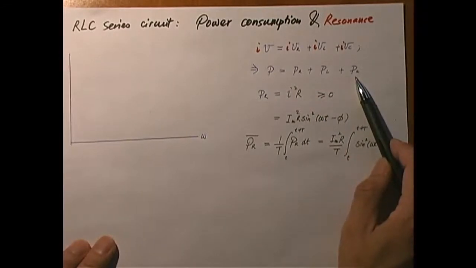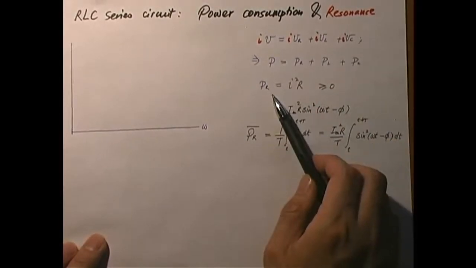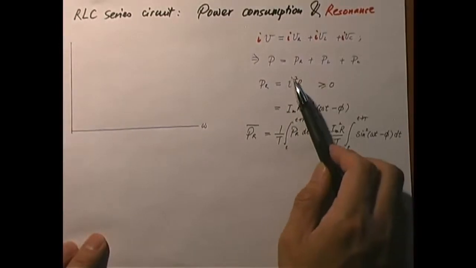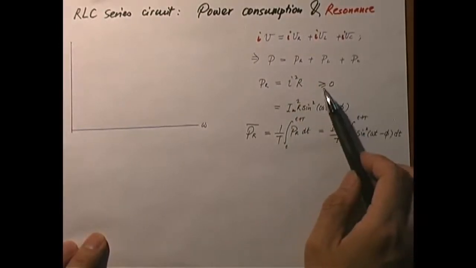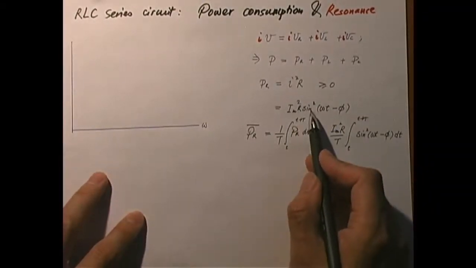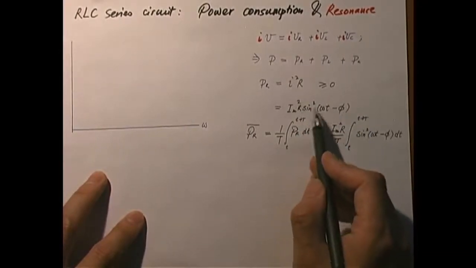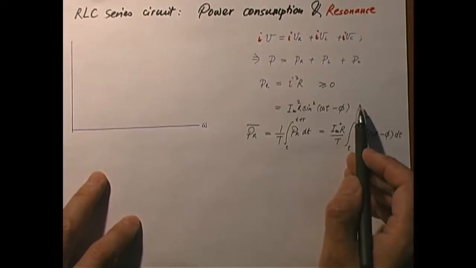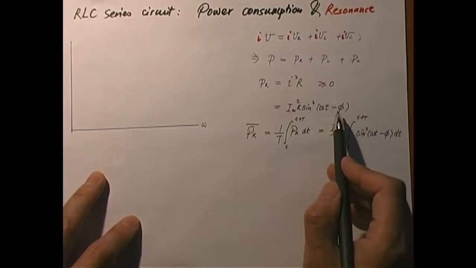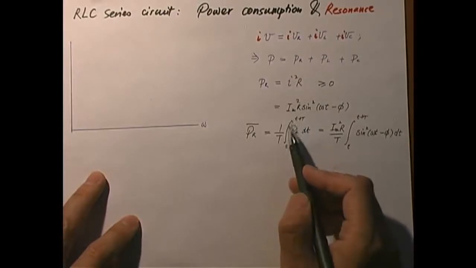That's conservation of energy. What I want to do is to study each of them separately, PR, PL, and PC. Let's look at PR first. It is a function of the current. It goes like I squared times R. First of all, it's I squared, so it's never negative. It's always greater than or equal to 0. And I itself is I maximum sine omega t. So you get I maximum squared R sine squared omega t. That of course varies with time. It can go as low as 0, and as high as I maximum squared times R.